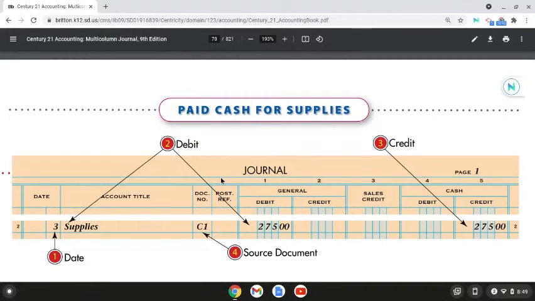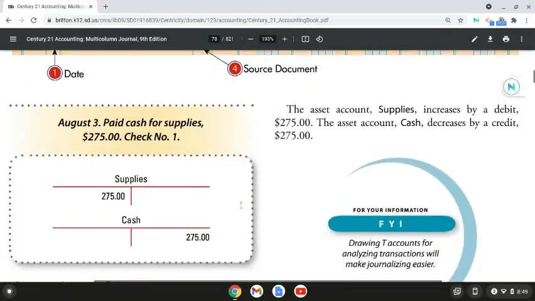Since these accounts are both assets, they have normal debit balances, so they increase by a debit and decrease by a credit. But if you remember, since we have paid cash for supplies, our supplies account is going up or being increased, and our cash account is going down or being decreased.